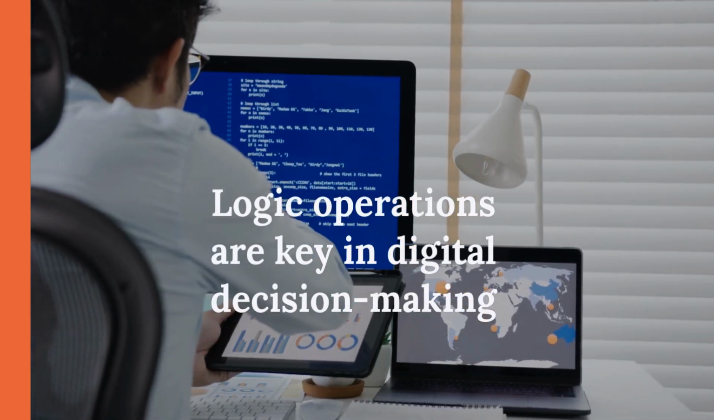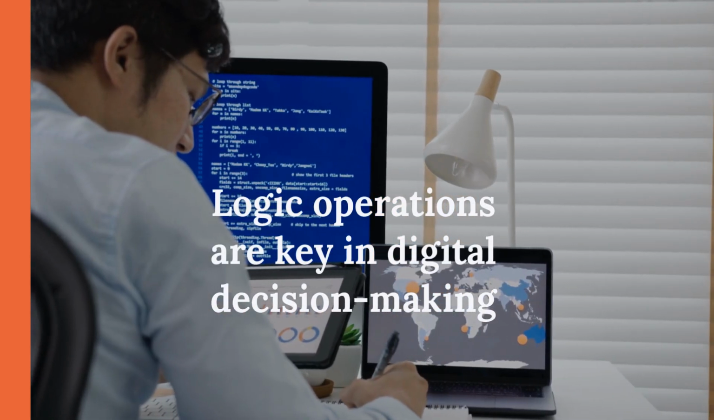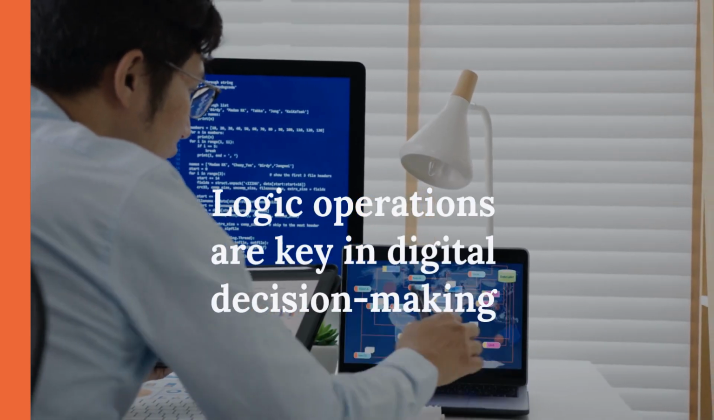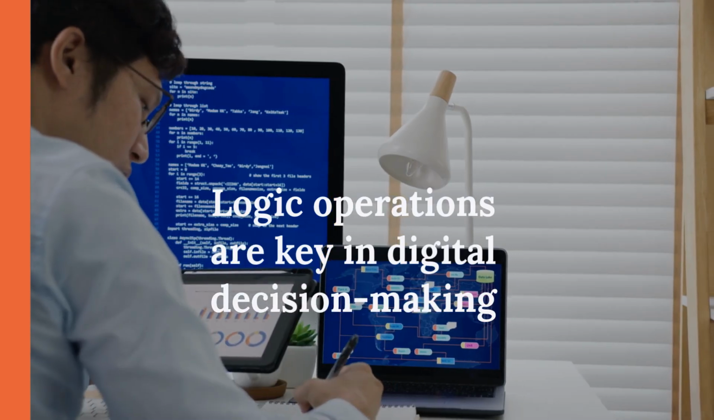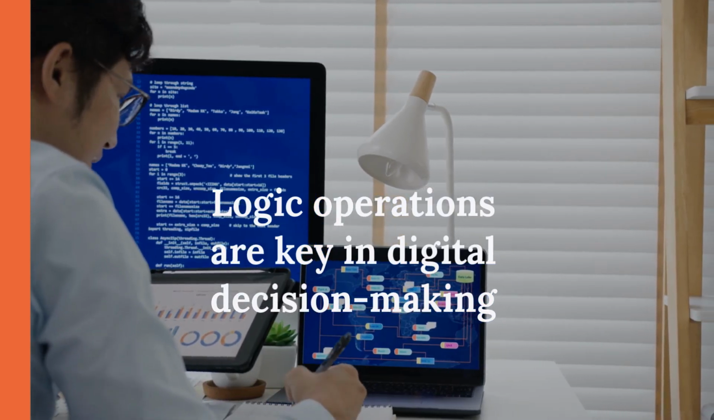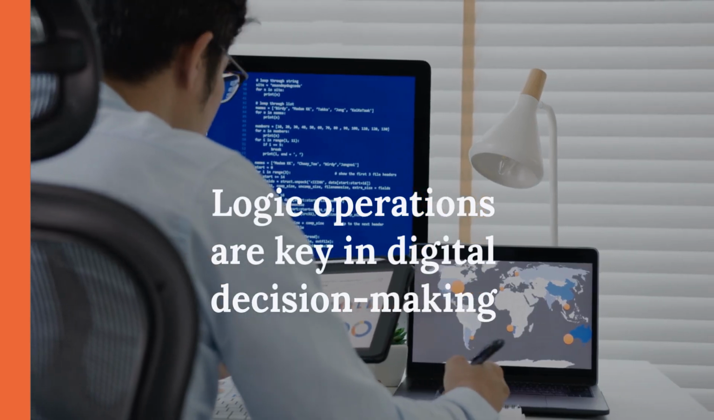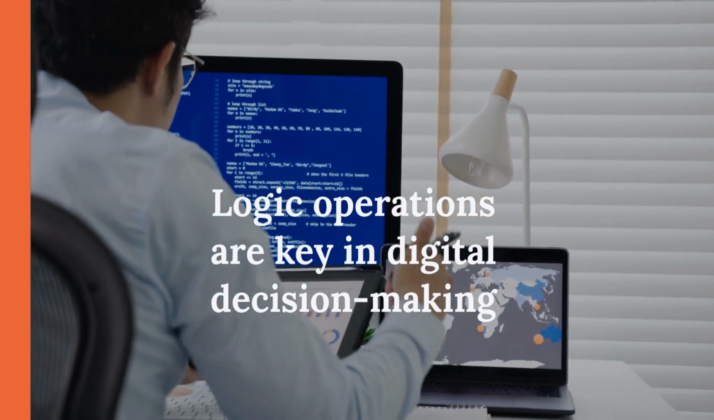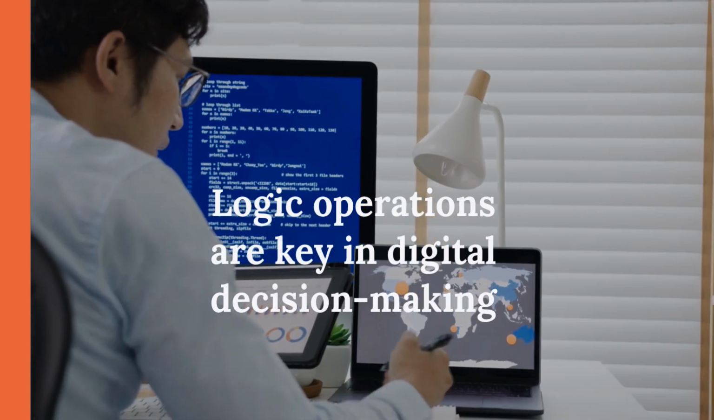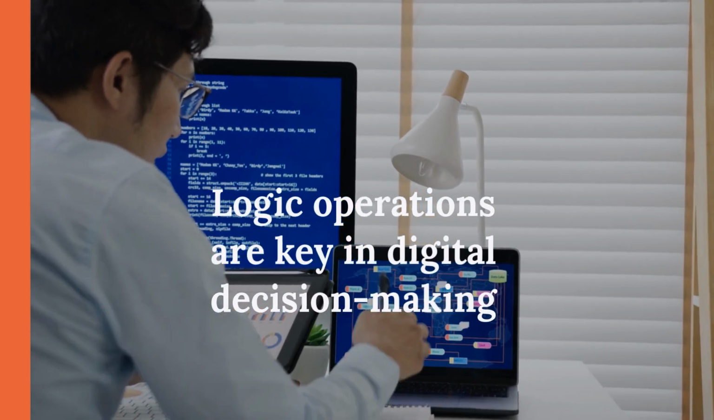Logic operations, though not numerical, are mathematical and crucial in computing. They underpin flow control and decision-making in digital systems. Key expressions include and, or, and not. These are used in conditional statements and decision-making in AI. Understanding logic is vital for programming control structures.